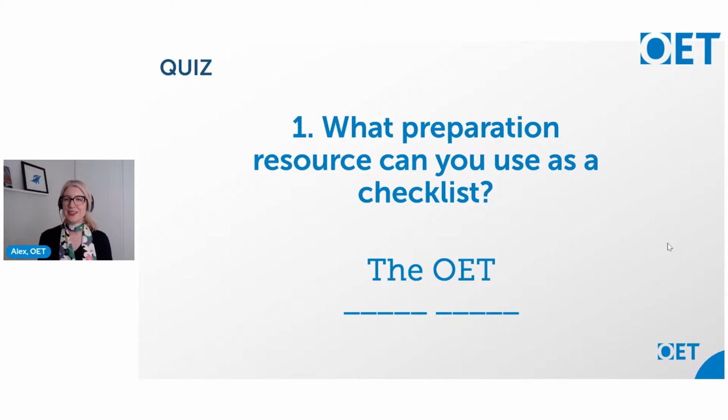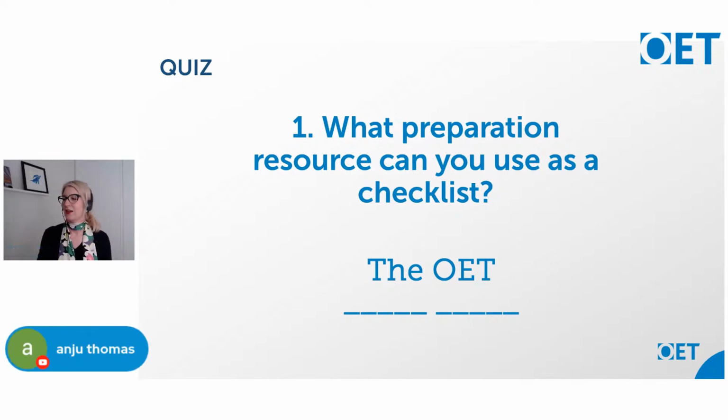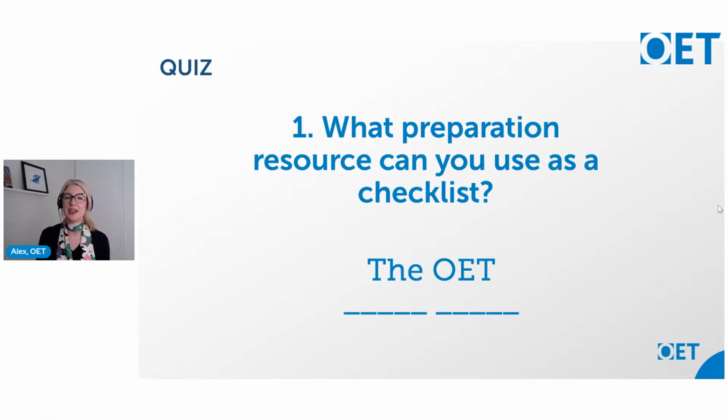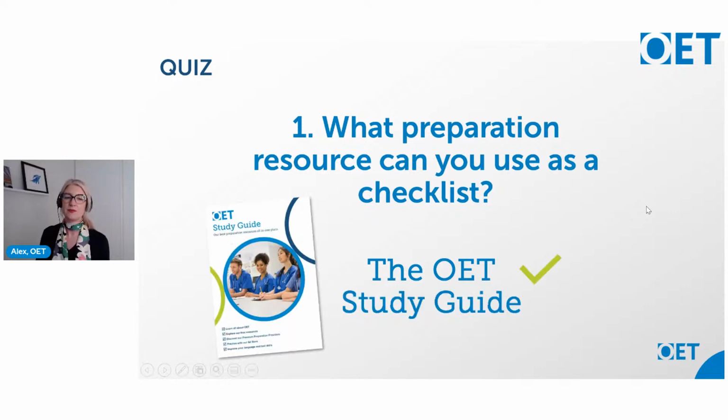So we shared this in the chat box quite a few times. And I talked about it right at the beginning. What's it called? You can download it. You can use it as a checklist. It's called the OET... Oh, we have a winner there. And you, well done. It's the OET Study Guide. Very good. Make sure you grab your copy from the chat box.